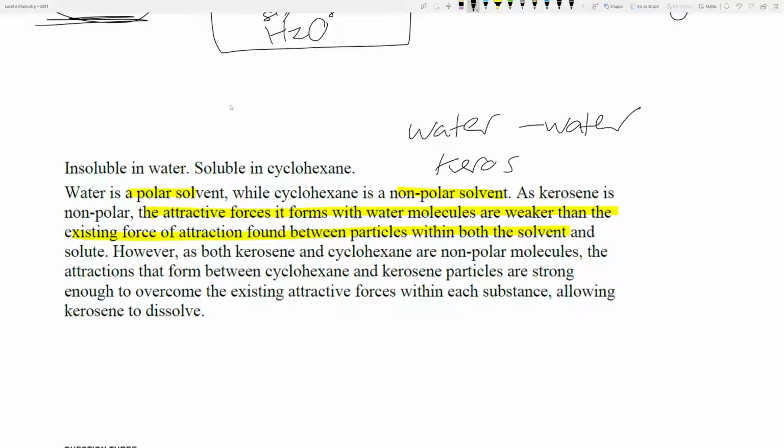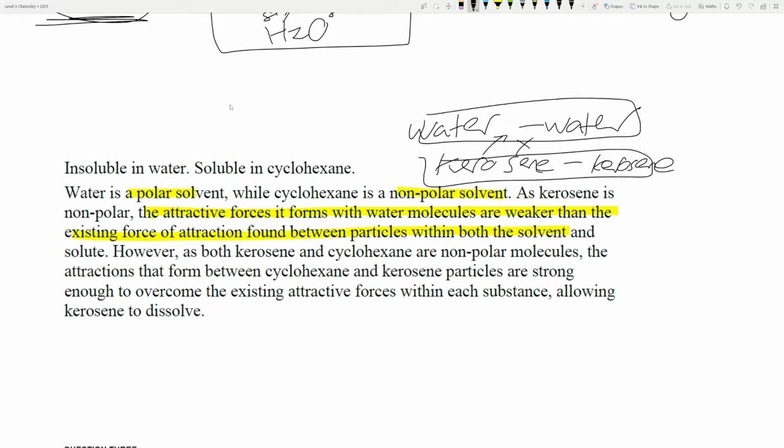They're saying this is currently the existing force of attraction, and then if you mix the kerosene in here, that's not going to dissolve, because what we already have right now is stronger than what it would become. Now for the next part: as both kerosene and cyclohexane are non-polar, the attraction force between them is not strong enough to overcome the existing force of attraction between each substance.